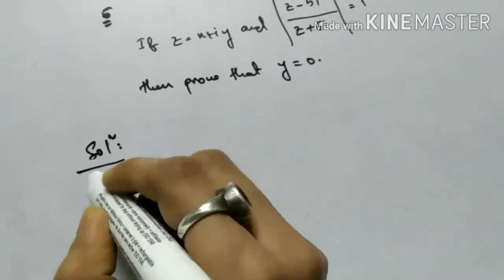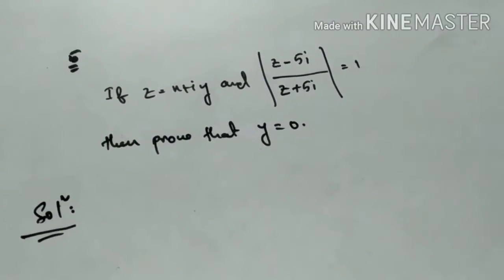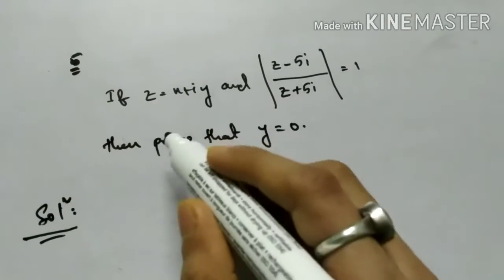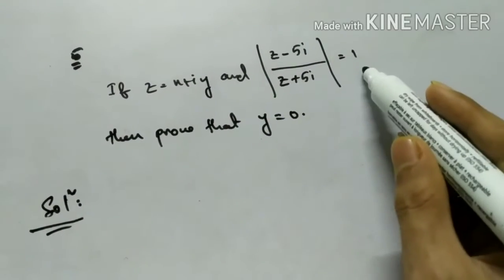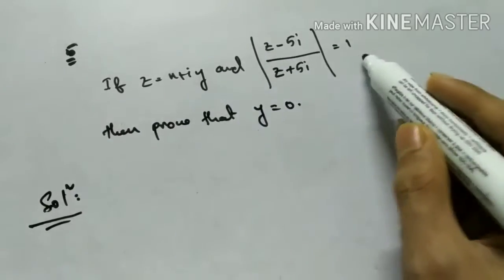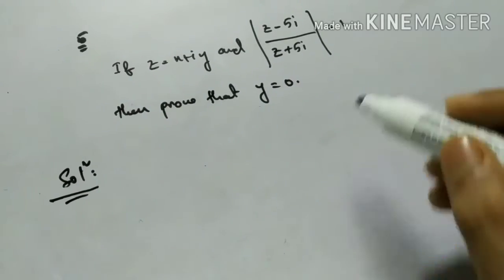Question number 5. In here it is saying that if z = x + iy and (z - 5i) / (z + 5i) has modulus equal to 1, then prove that y = 0. Solution. So in here you see, z is given, and this modulus is equal to 1 given. I have to prove that y = 0.